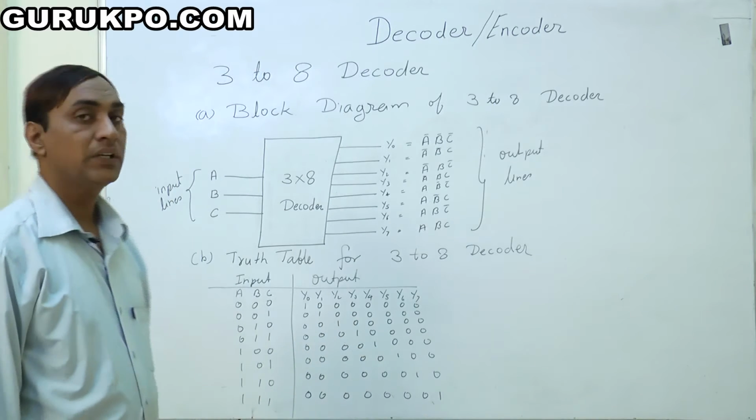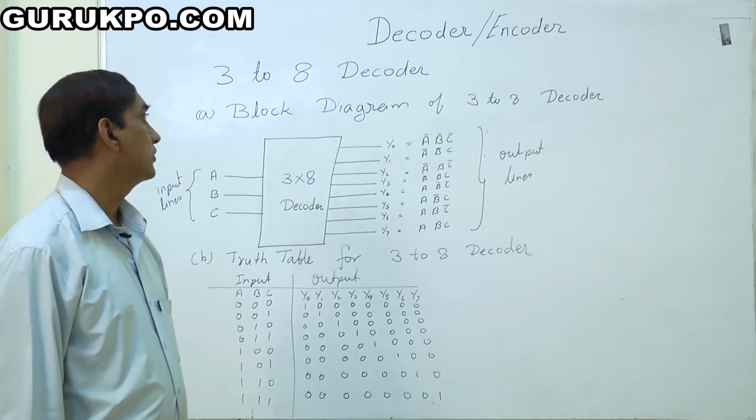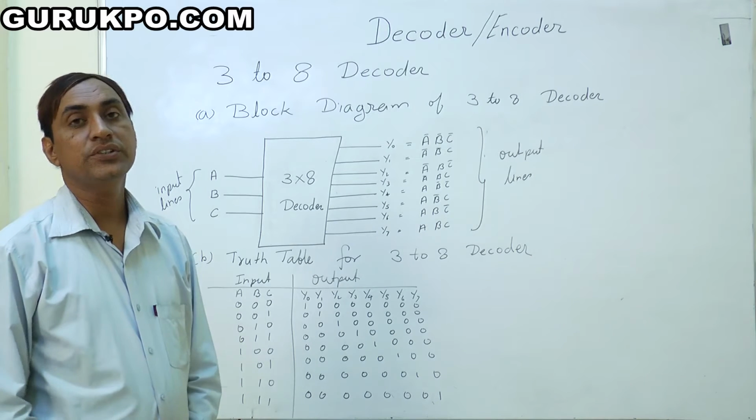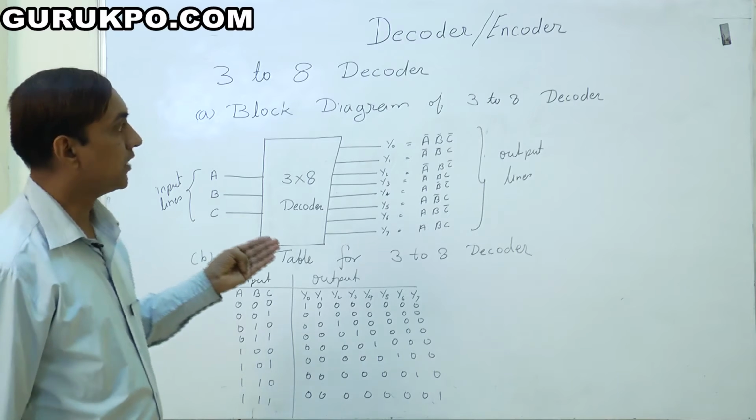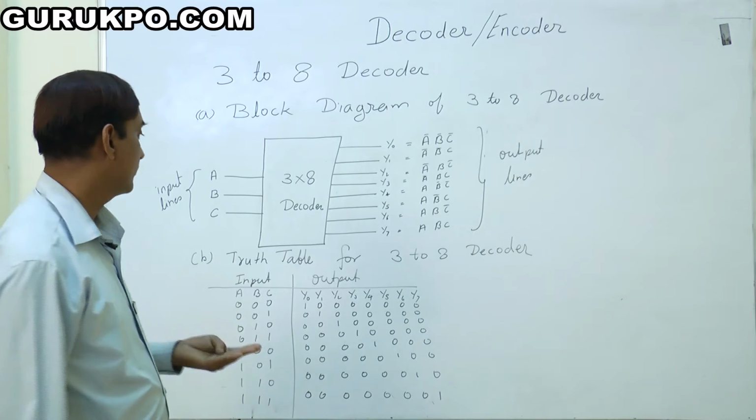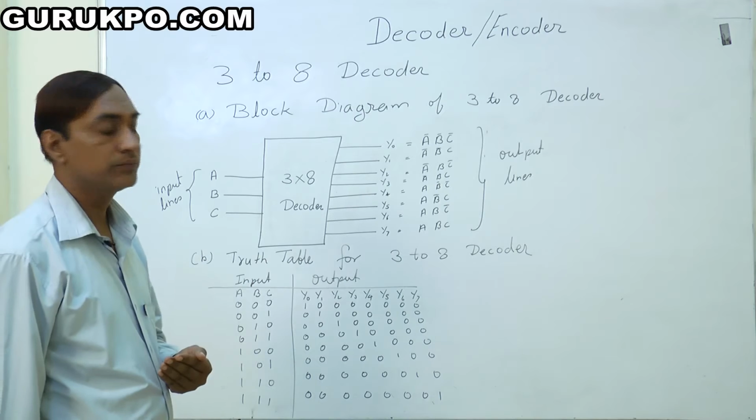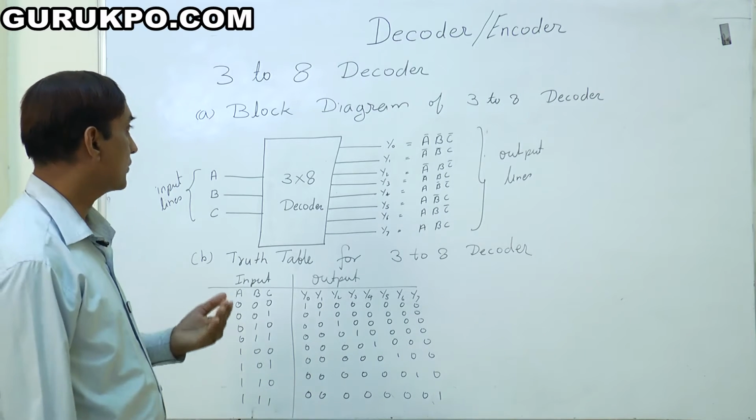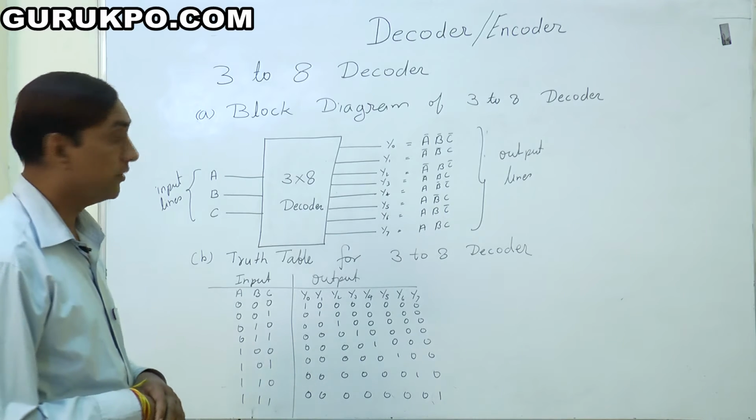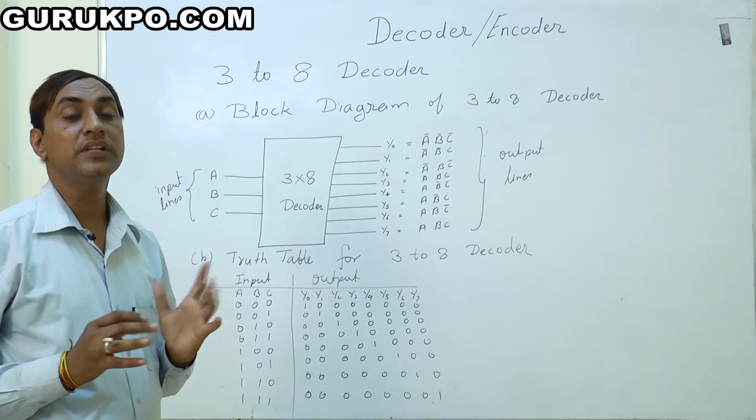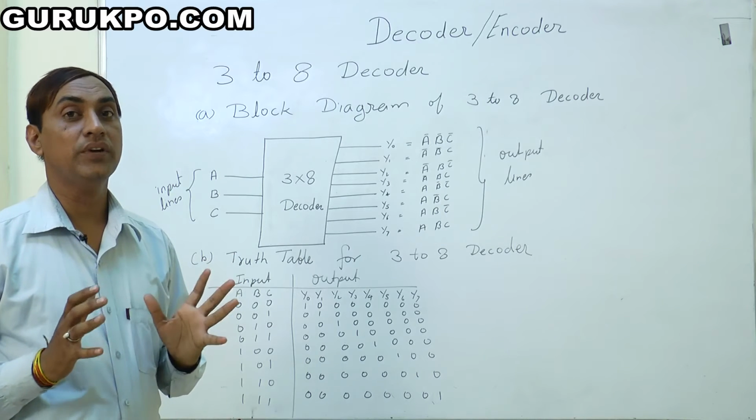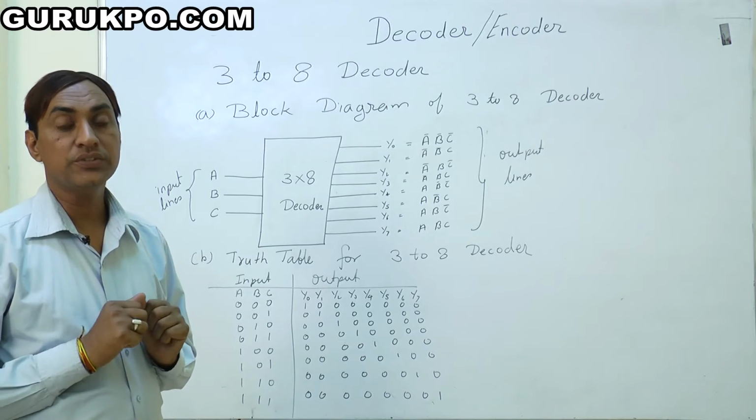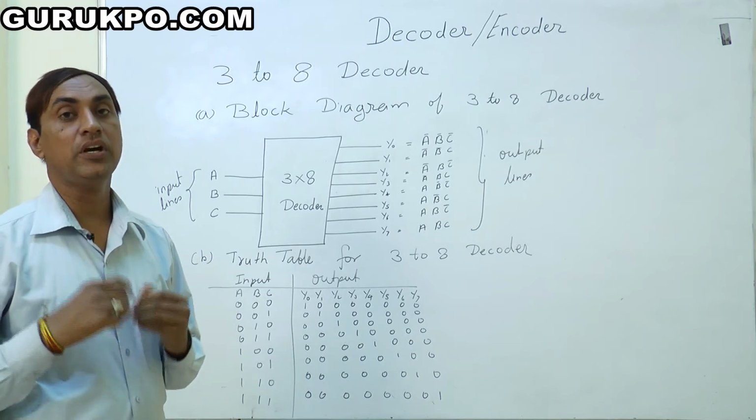Now we go for the designing part of the 3 to 8 decoder. For any decoder we use 3 terms: first the block diagram of the decoder, then the truth table of the decoder, and finally the logic circuit of the decoder. Let's go for the block diagram of the decoder, which is very important. The block diagram gives the idea of the design of any decoder. It shows how many lines we have on the input side and how many lines we have on the output side.